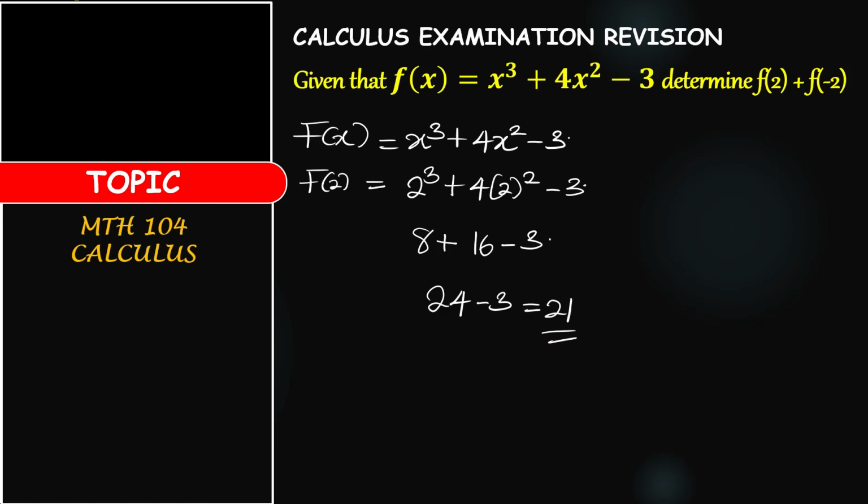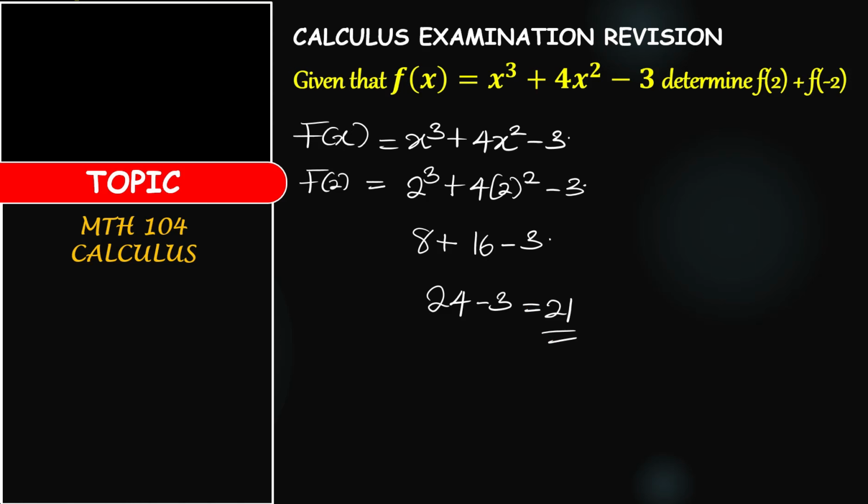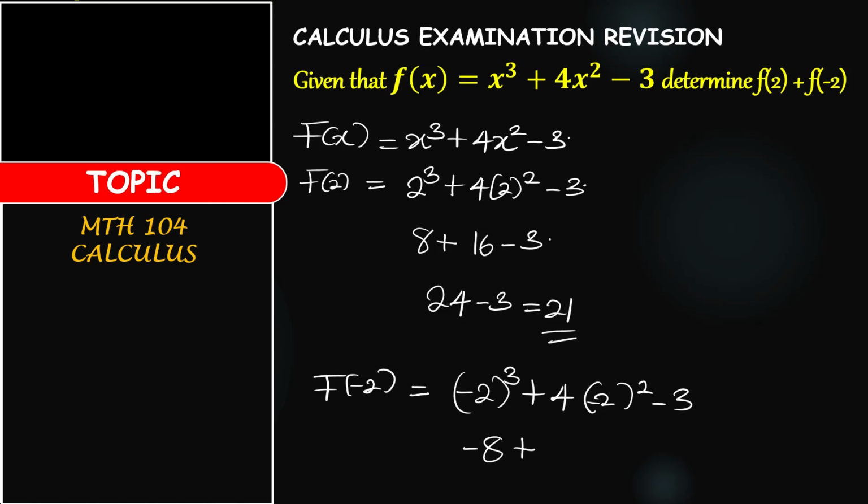There are two cases that we are given in this question. Now the second case says f of minus 2. So wherever you see x, put what? Minus 2. So here becomes minus 2 to the power of 3 plus 4 minus 2 square minus 3.